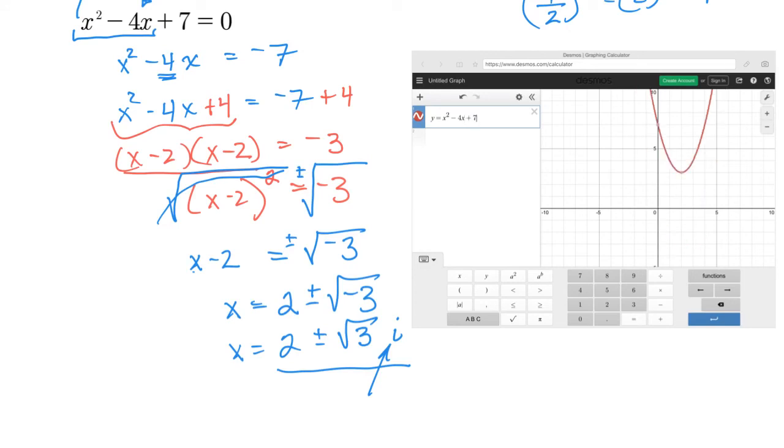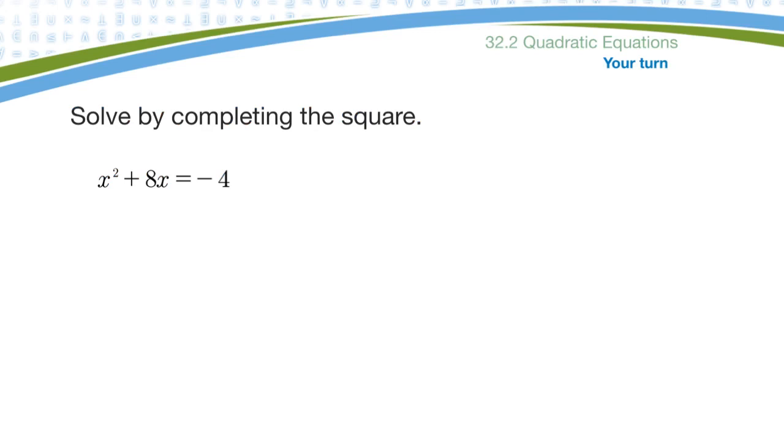So take a look on this graph. You'll notice that the graph doesn't cross the x-axis. Here's the x-axis down here, and it doesn't cross. Because it doesn't cross, that's why your answer comes out to a complex number. Why don't you try the complete the square ones? Try that one. Press pause, press play, and then we'll do one final modeling question or application question.